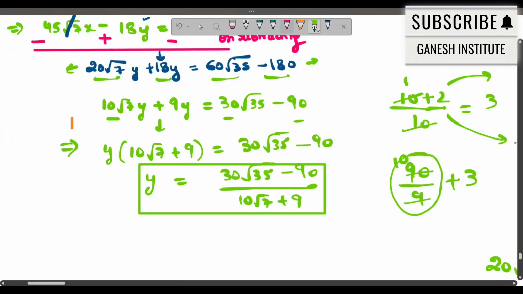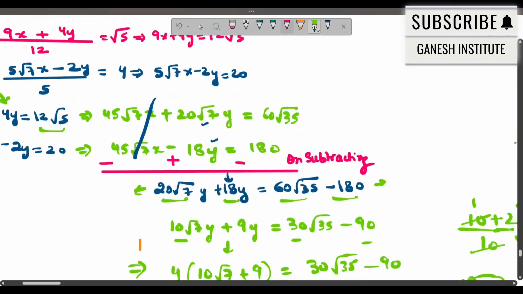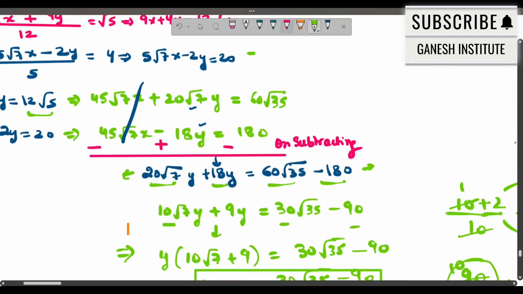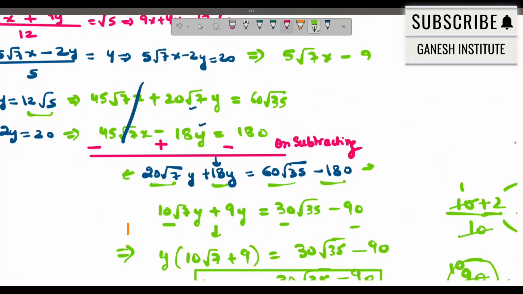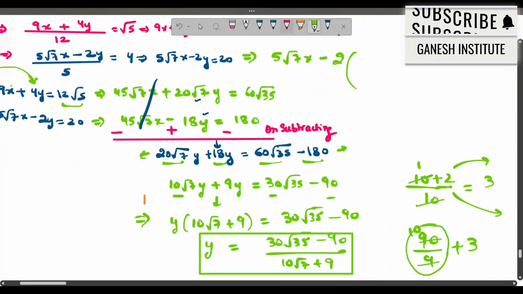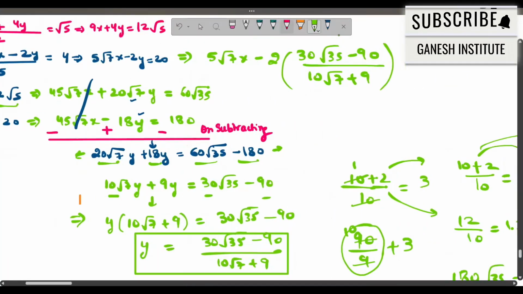Is this okay, the y part? Yep, I understand that. Now I need to substitute this huge part into the equation back. So if I have, let's say this one, 5 root 7x minus 2y, y is that, 30 root 35 minus 90 over 10 root 7 plus 9, equals 20. Is this fine?